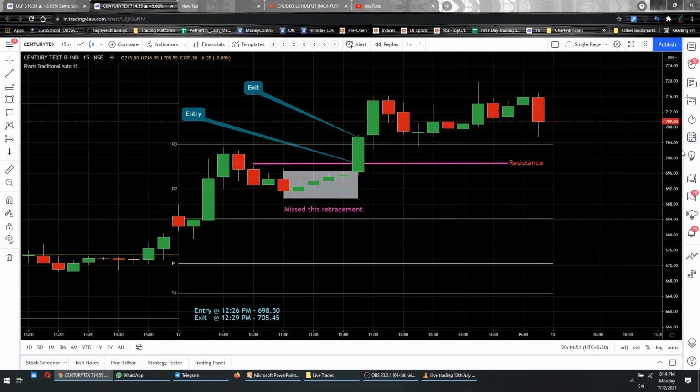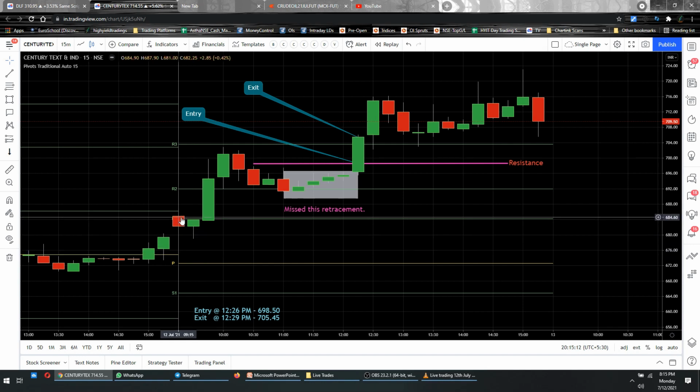So this is the 15 minutes chart of Century Text. The technical that I have used here again is the pivot point standard. As you can see, it's already drawn, it's already present on the chart. So this is Century Text, a 15 minutes time frame. Now let's start with the explanation.